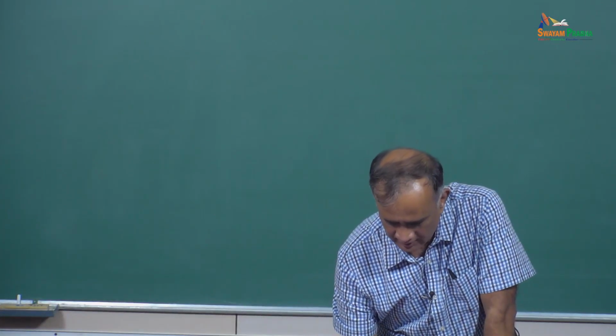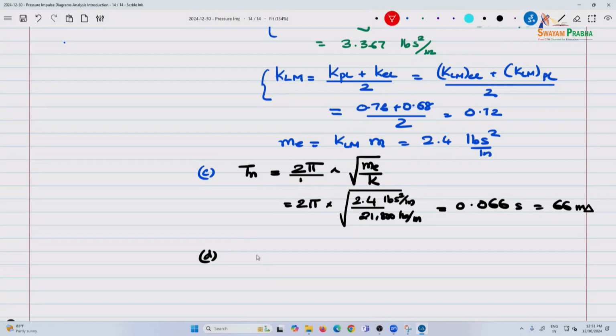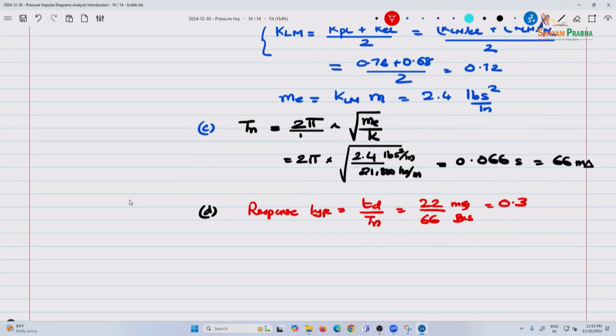So the response type is Td by Tn is 22 by 66 milliseconds, so it's closer to impulse, it could still be in the dynamic region. And then Rm by Fo, Rm was 9.44 kips, F naught is 19.5 kips, so this was 0.48.